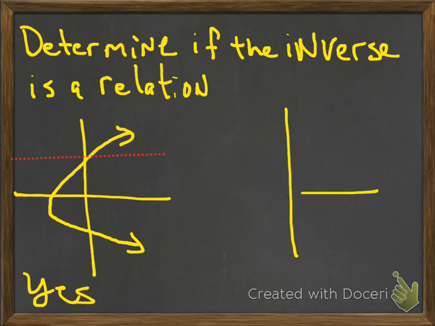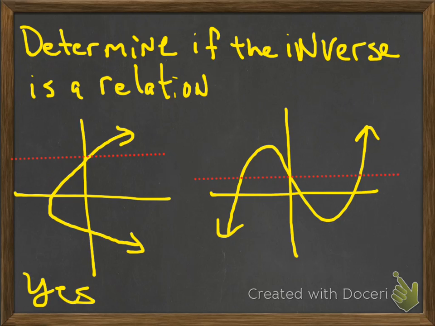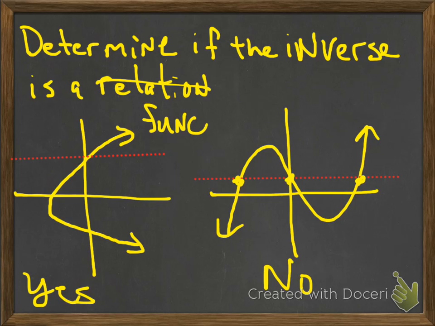Whereas if I look at the next one, you can see with a horizontal line, it's touching at 3 different spots at the same time: 1, 2, 3. So this one, even though the graph itself is a function, its inverse is not a function. That's what we're trying to determine here: whether the inverse is a function, because they're always all relations. So there you go. That's pretty easy. You just look at the graph and go from there.